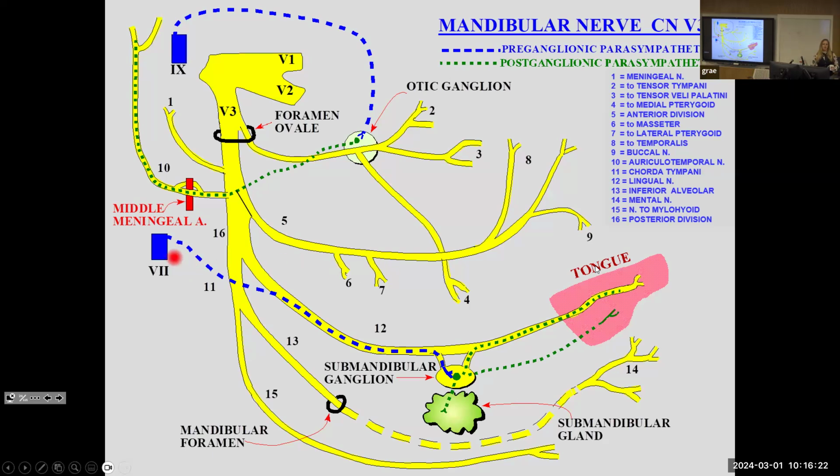It also, on the dotted lines, shows you presynaptic parasympathetic fibers. And then you can see some postsynaptic, the green dotted lines that are on there as well. It also includes cranial nerve 9 and the lesser petrosal nerve coming over, synapsing on otic and hitching a ride on the auriculotemporal. So you don't have to draw this or anything. This is just for you to be included.